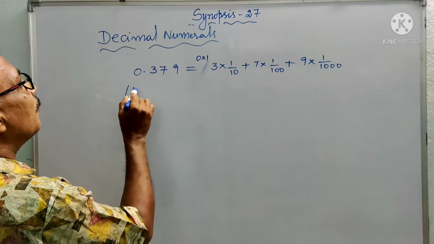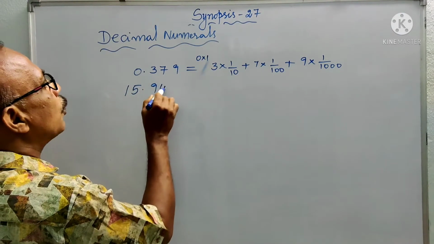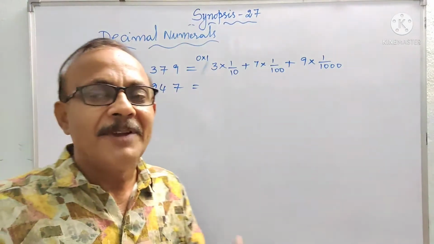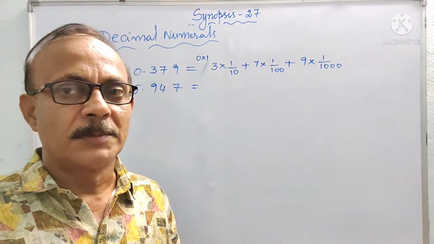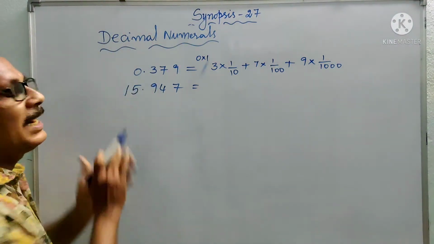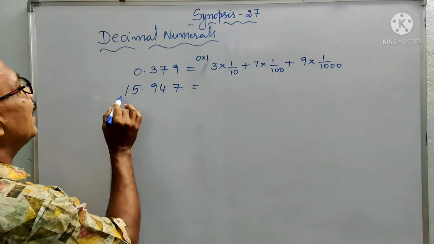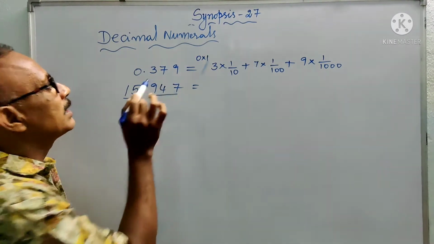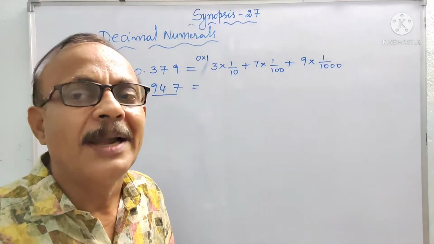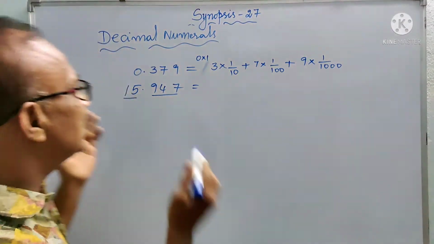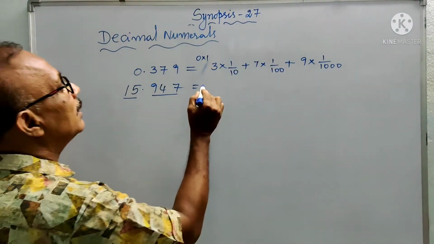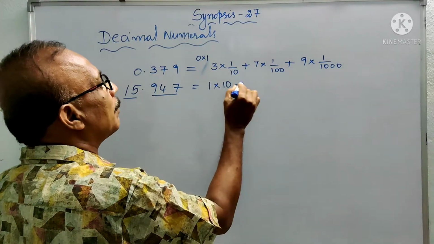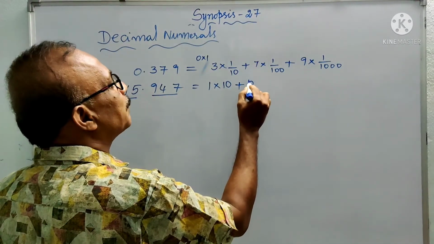If you have 15.947, every decimal will have two parts. The part that is on the left side is called the whole part, that is, here 15 is called the whole part, and 0.947 is called the decimal part. If you want to write this in expanded form, the whole part we write as we do for whole numbers: 1 is in the 10th place, plus 5 is in the 1's place.